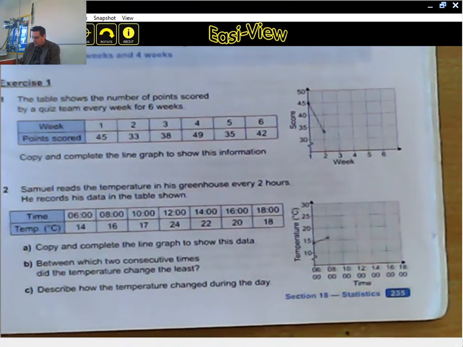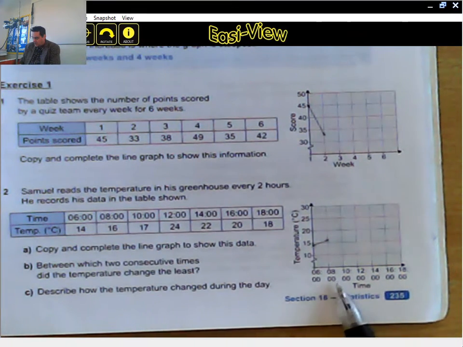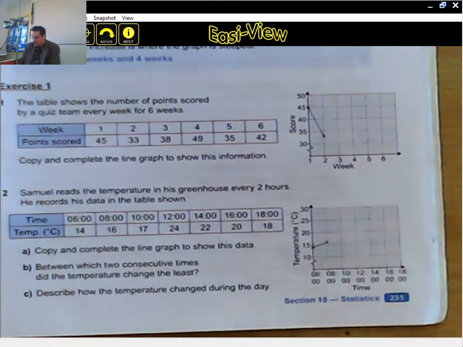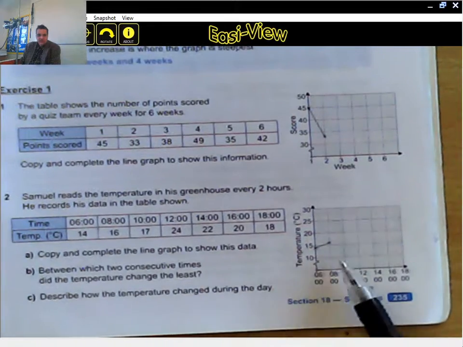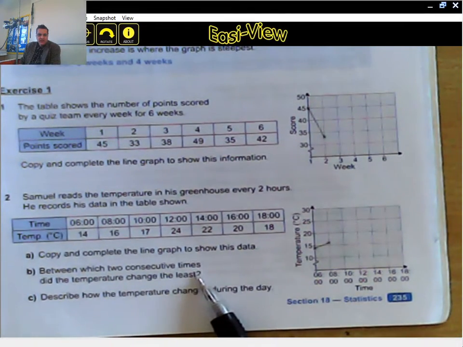Here's a slightly more complicated one because it's quite hard to write down 0600, 0800 and try and make it fit within a small square. So I'll let you try and organise that. Either way, you've got to copy and complete the graph data on this time series graph. Between which 2 consecutive times did the graph change the least?